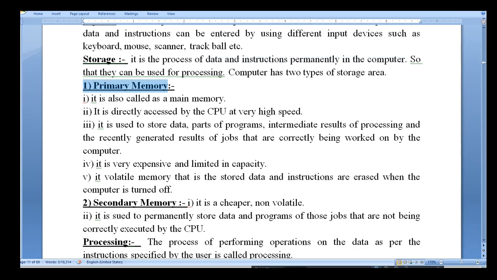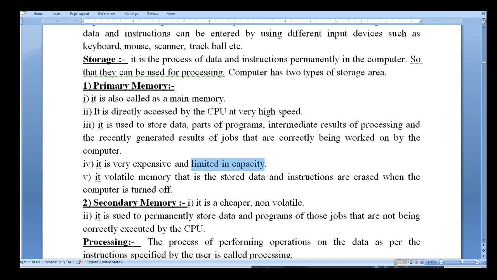So primary memory is also called main memory, and its contents are directly accessed by the CPU. It is very high speed, and it is used to store the data and part of programs, intermediate results, and the output is also stored here, and then the output will be transferred to the output device. So it is very expensive and limited in capacity. Very expensive means the cost is very high and the storage capacity is very small compared with secondary memory.